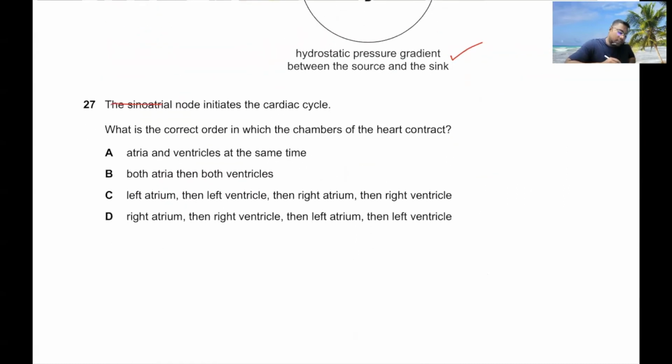Question number 27. The sinoatrial node initiates the cardiac cycle. What is the correct order in which the chambers of the heart contract? Both atria contract together, and both ventricles contract together. So for question 27, option B will be the correct answer.